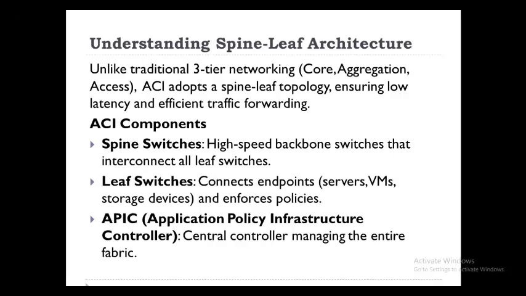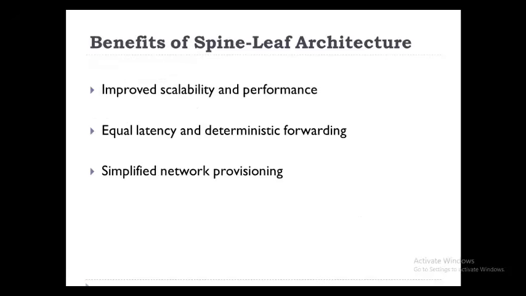Now, what is the benefit of leaf and spine architecture, or spine and leaf architecture? As we already spoke, you have a predictable delay. That is nothing but equal latency. Same delay, any device going from any leaf to any leaf. A device connected on leaf 1 going to leaf 10, leaf 5 going to leaf 20. Same time taken. That is deterministic forwarding.